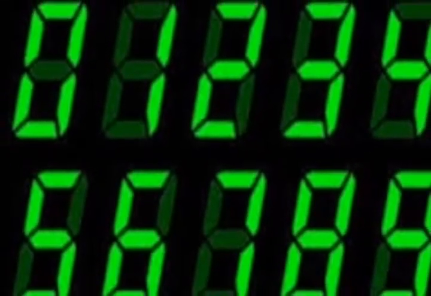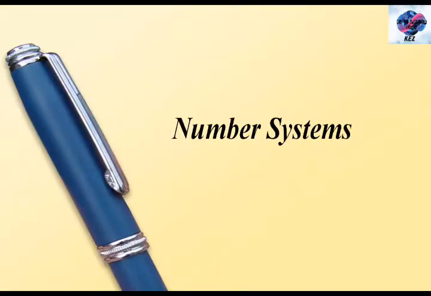Hi friends, today we will teach you the number system. In our digital logic or any other subject related to digital electronics, this topic is very important and basic. Let's start the topic, the number system.